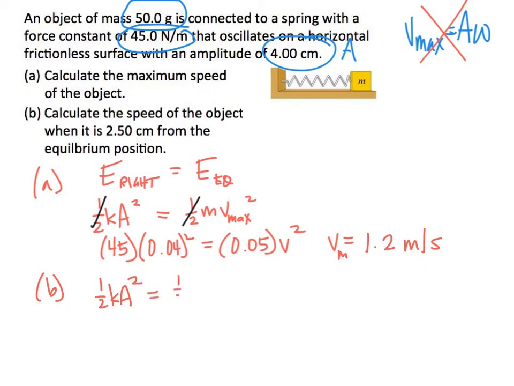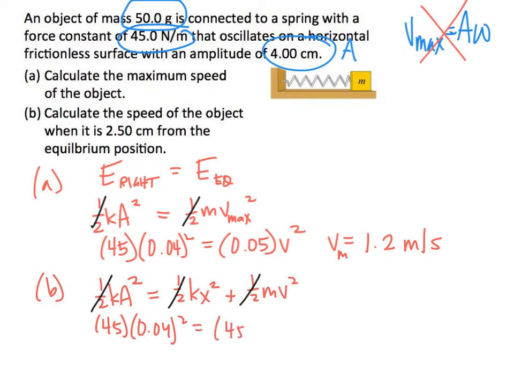So that would have to equal 1/2 kx squared, so some random position, plus 1/2 mv squared. Again, not the maximum speed, just the speed at this random position. I could again notice that there's a 1/2 in every term, so I can cancel those out. 0.45 times my amplitude, squared, would equal 45 times this position. So it's 2.5 centimeters from equilibrium, so no need to subtract or anything. That is measured from equilibrium.